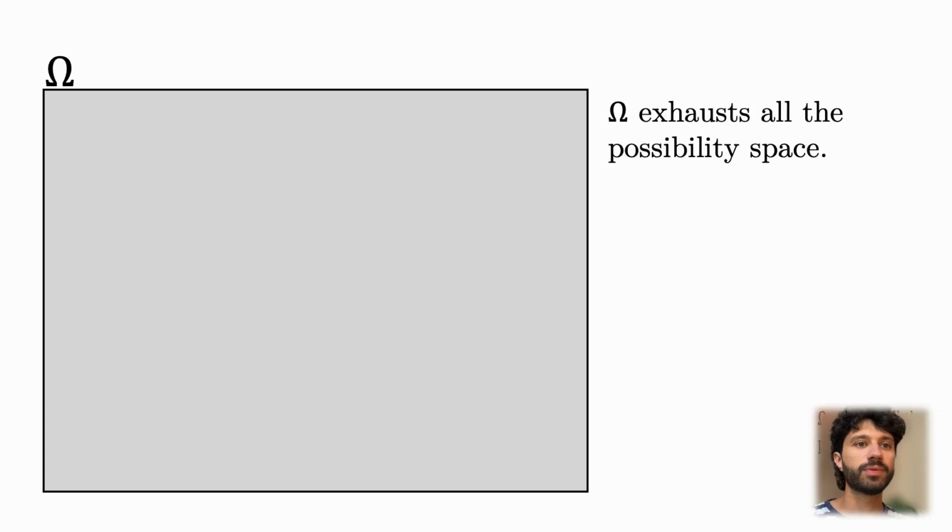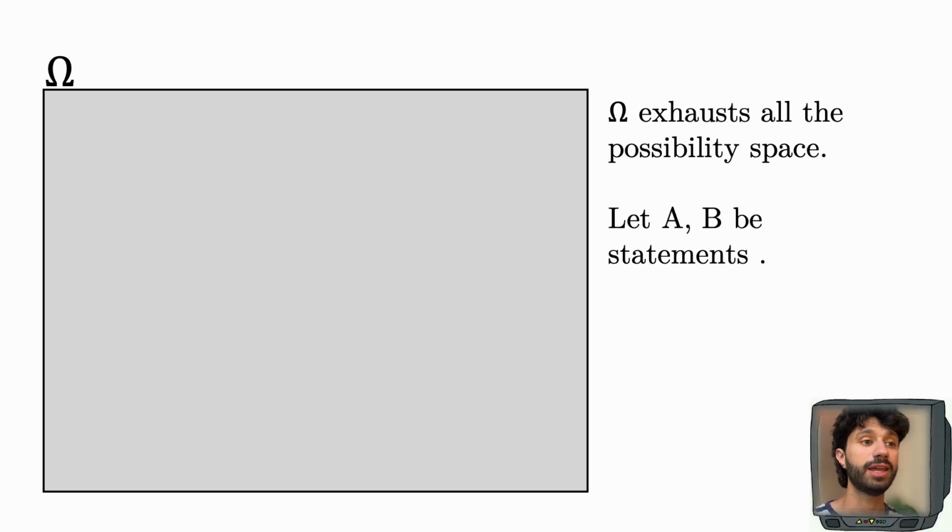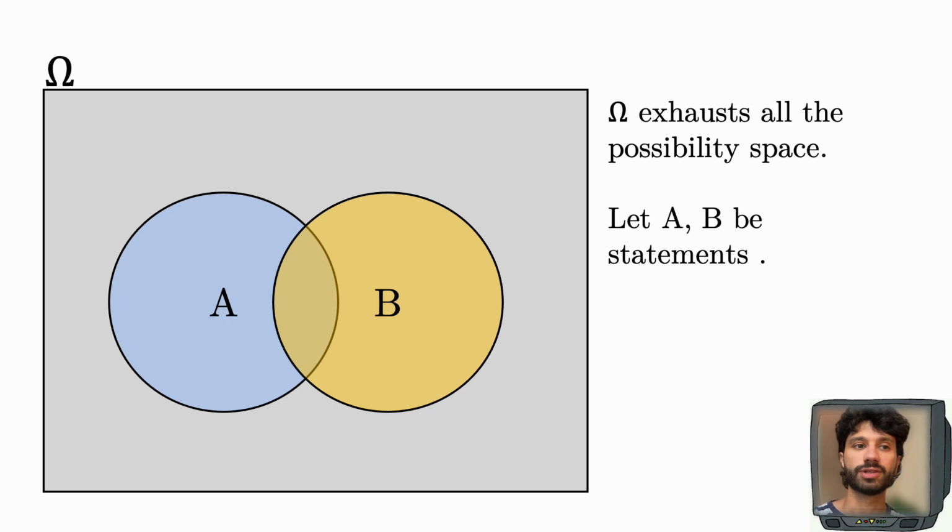Okay, so look at this square here, and there's a sign which is called omega. And what omega does is it represents all the possibility space. So you can imagine that everything that can be said can be fit into this omega. So let A and B be statements, okay? And let's represent them in this way, in this Venn diagram.